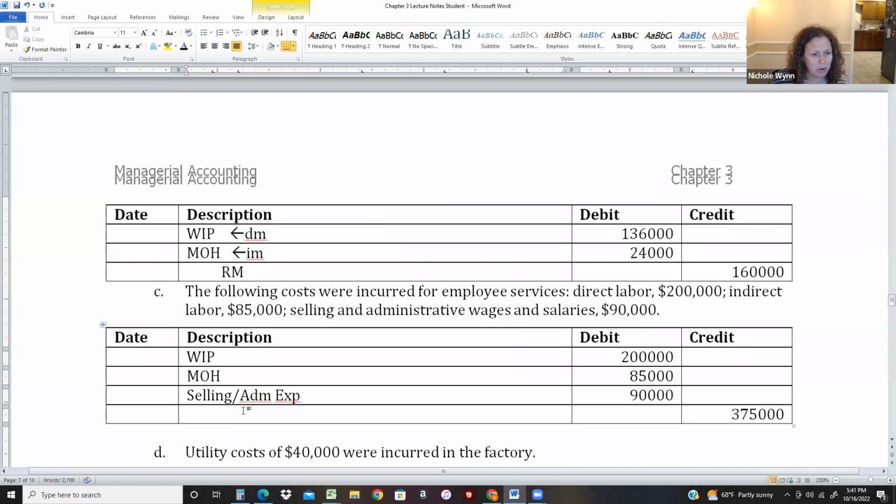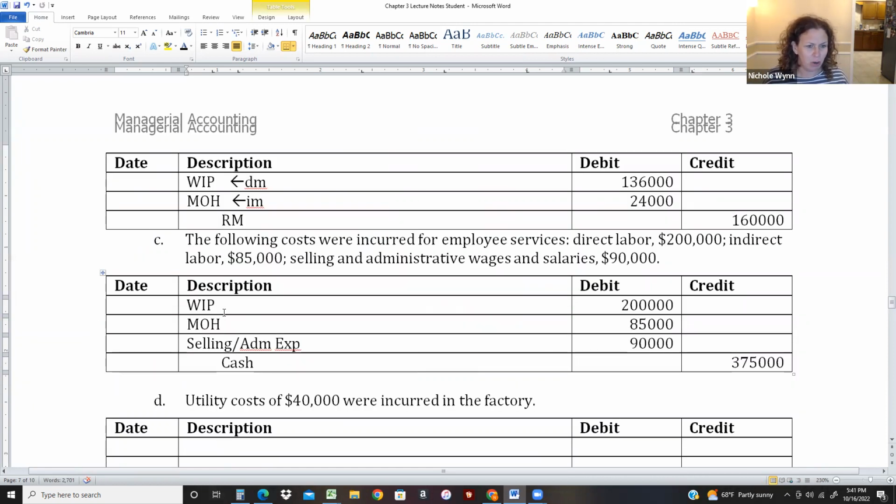Okay. So if this is actual, this is what actually happened. That's why it's on the debit side of MOH. And then I probably paid those people, so I'm going to give them cash. If you paid them later, you could use wages payable, but I can't wait to pay them for the whole year. So I'm guessing I gave them cash. So again, three things go in WIP: direct material up here, direct labor, and then the other thing that goes into WIP will be overhead applied, but that'll be later. So MOH is for my indirect labor, and selling and admin labor went in selling and admin expense.